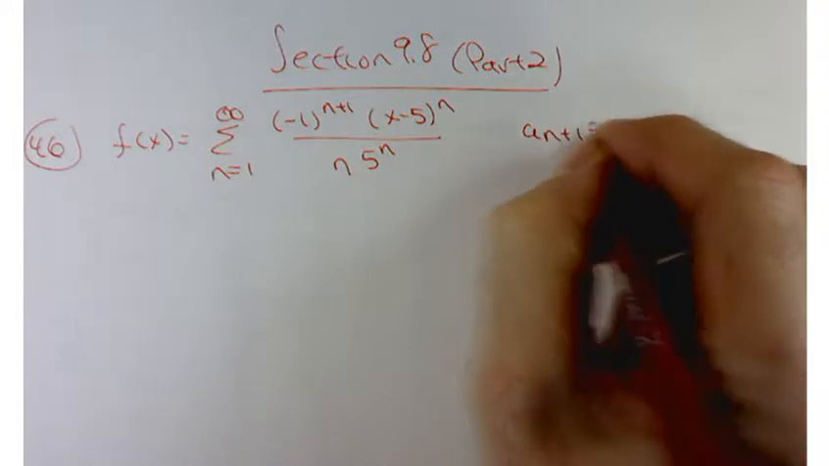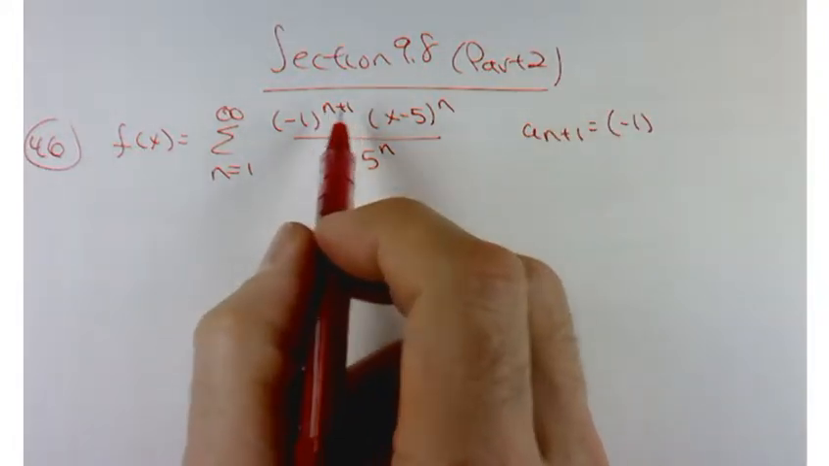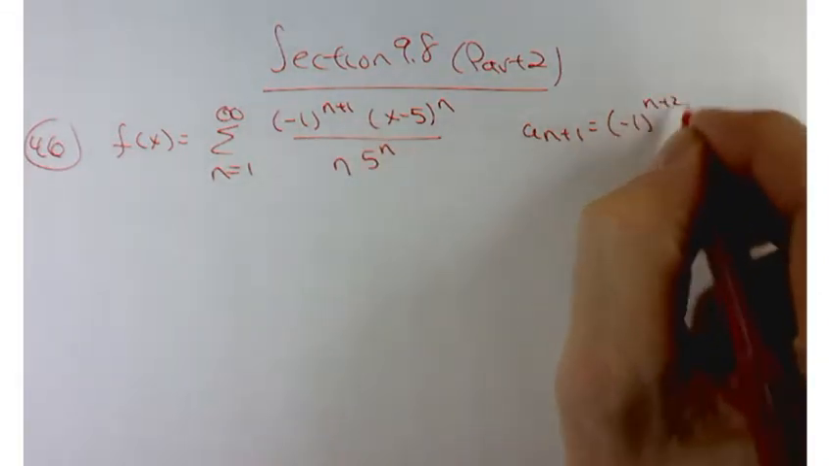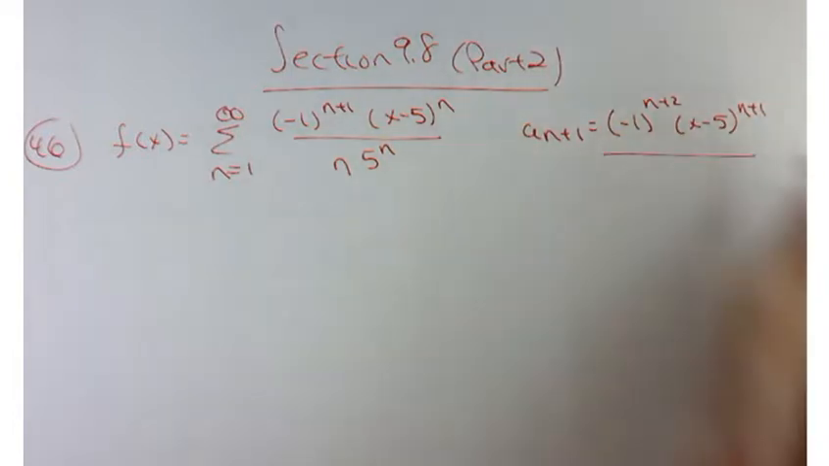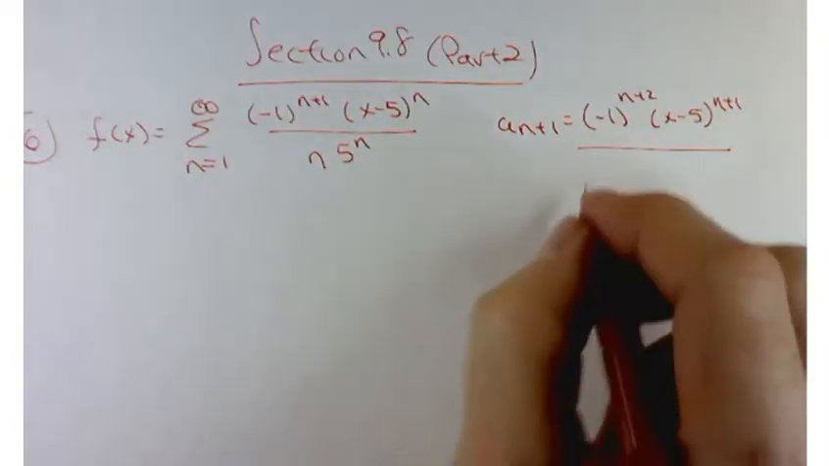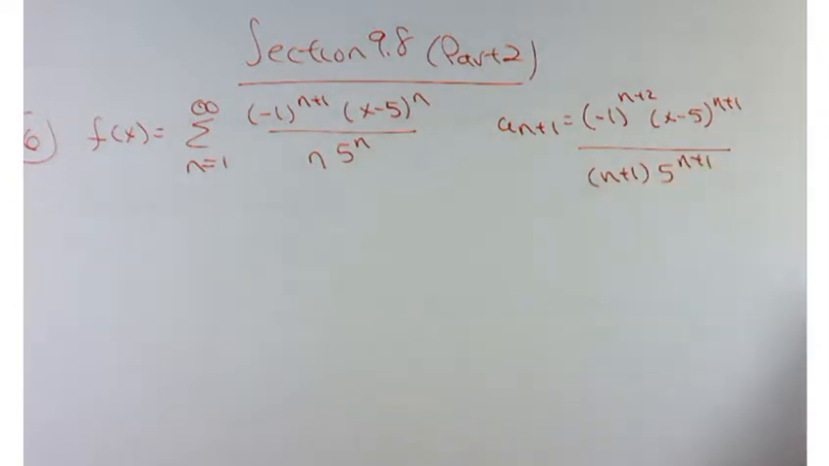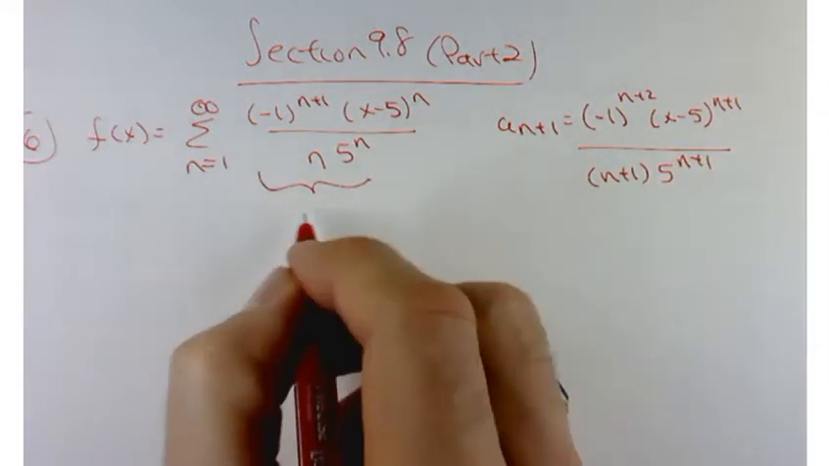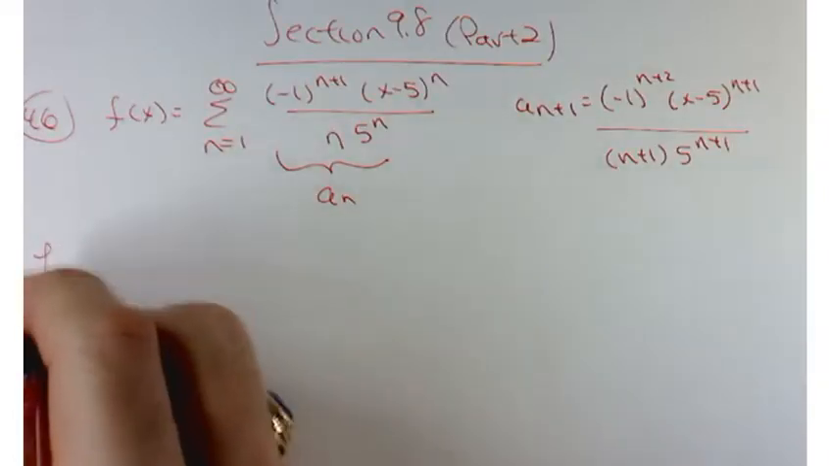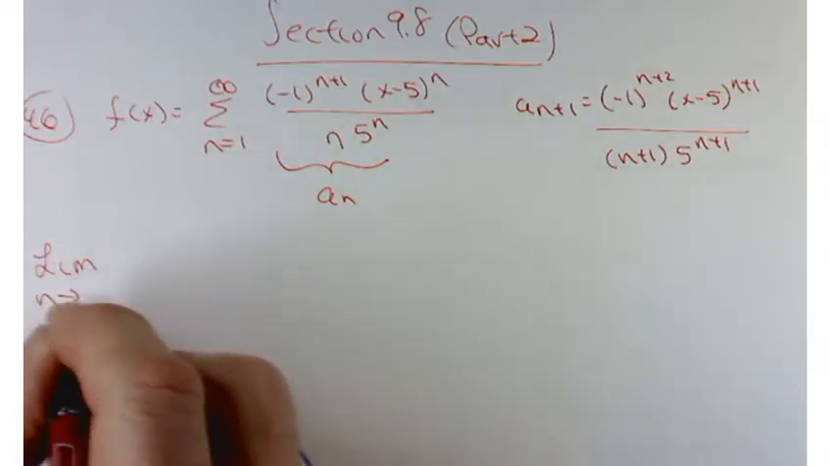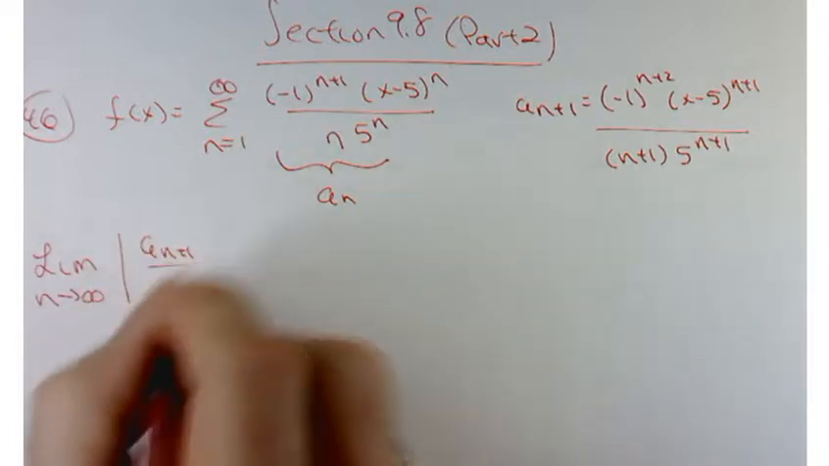A sub n plus 1 is going to be negative 1, n plus 1 is going to be n plus 2, x minus 5 to the n plus 1 over n plus 1 times 5 to the n plus 1. This term right here is our a sub n. So let's form the limit as n approaches infinity of a sub n plus 1 over a sub n.